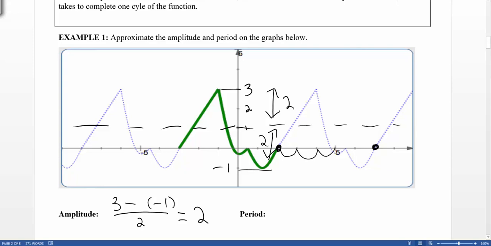So I'm going to go 1, 2, 3, 4, 5 units. So it takes me 5 x units before I start to repeat, so my period is 5. Let's look at the next one.